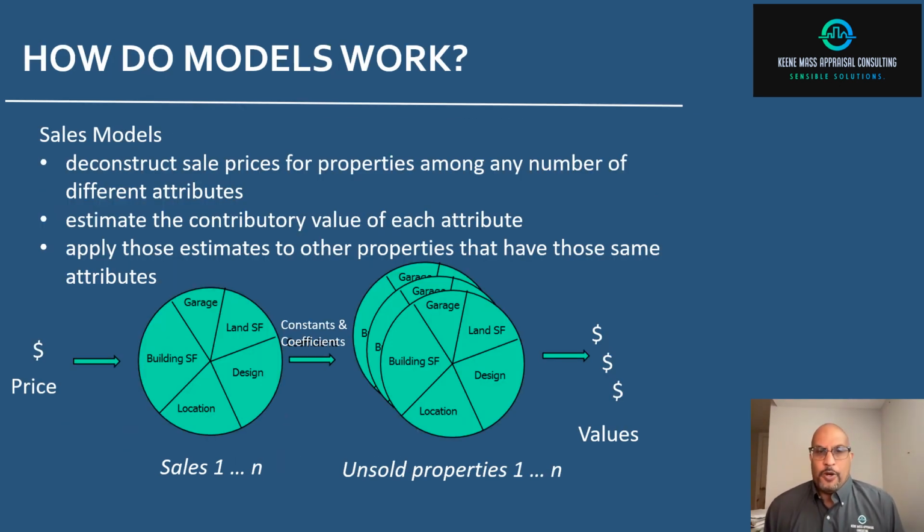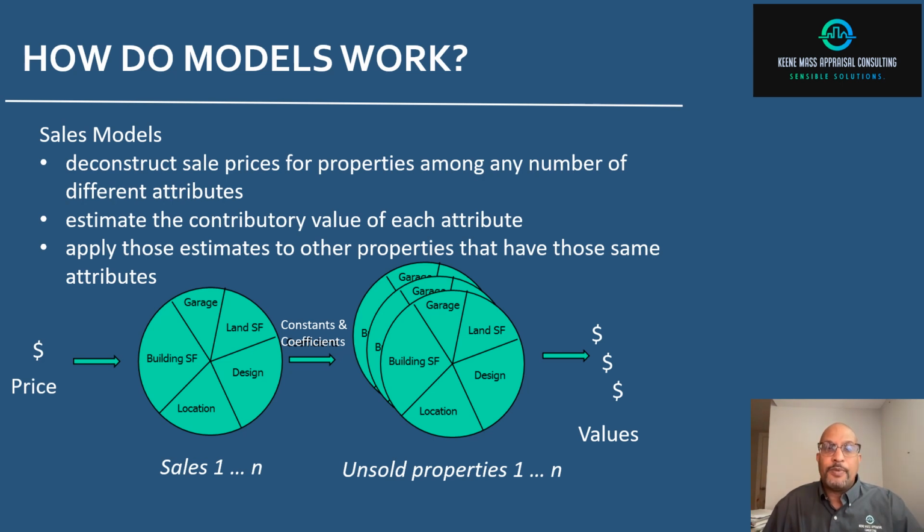So how do models work? Sales models basically will deconstruct sale prices for properties among any number of different attributes. And then we'll estimate the contributory value of each attribute and apply those estimates to other properties that have those same attributes. So here's an example.